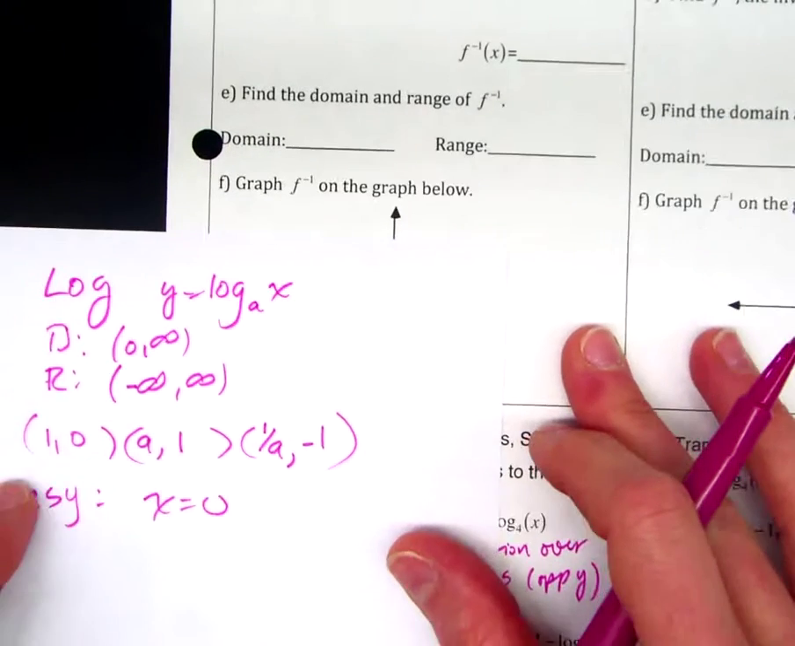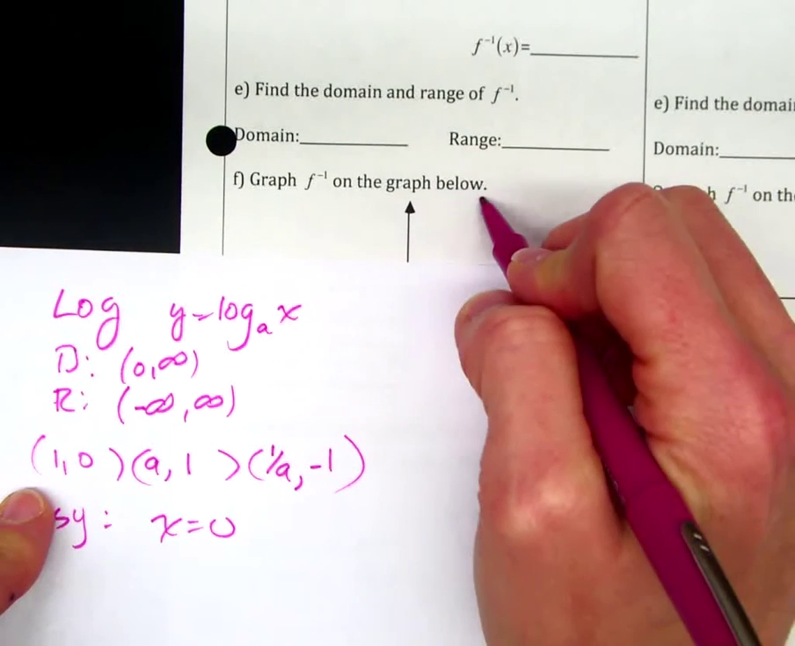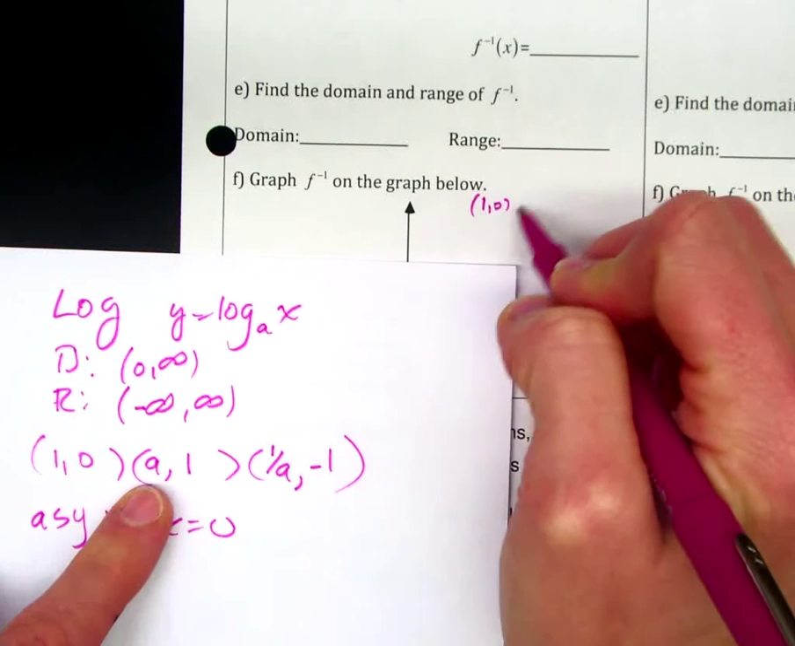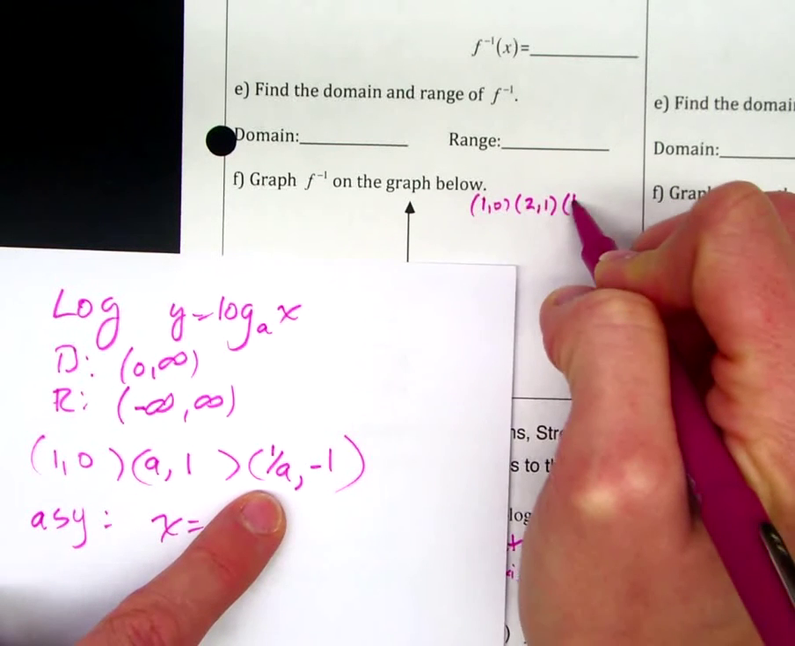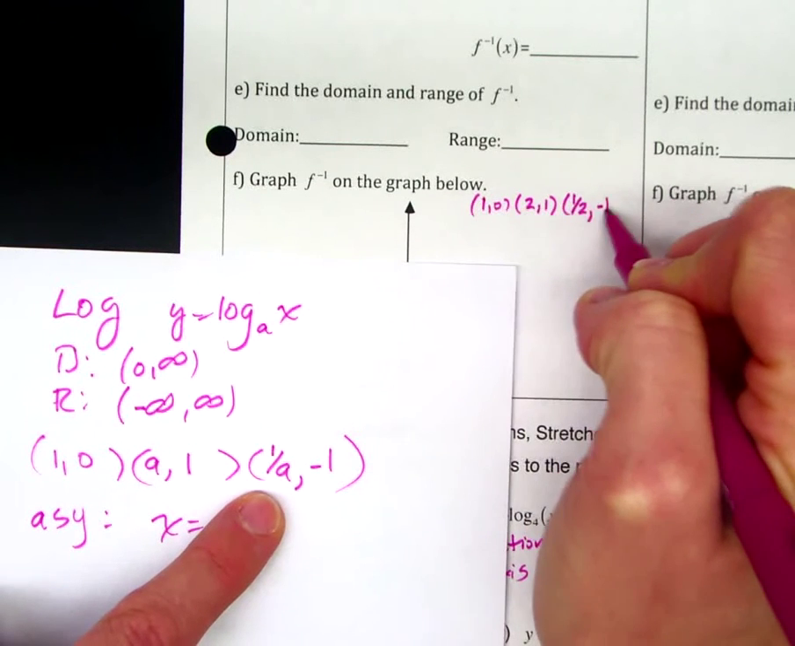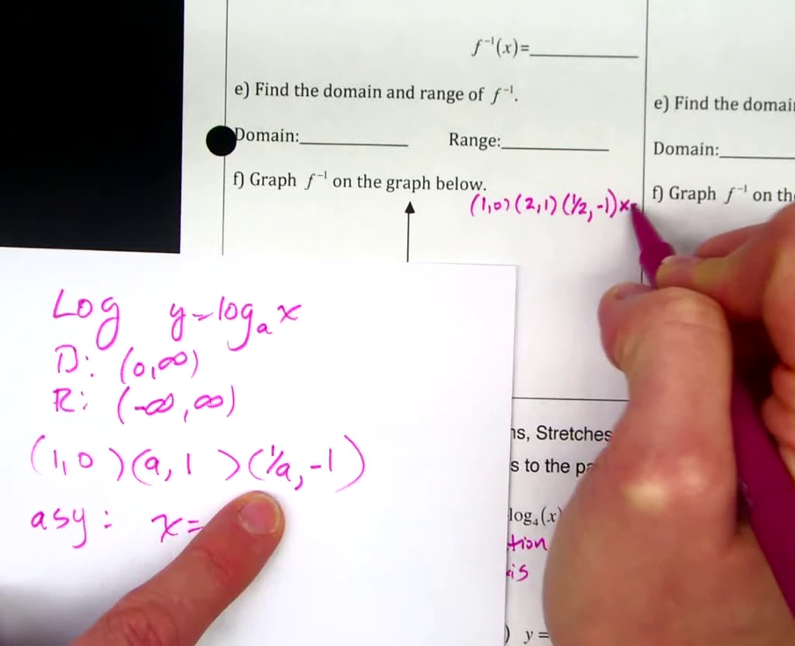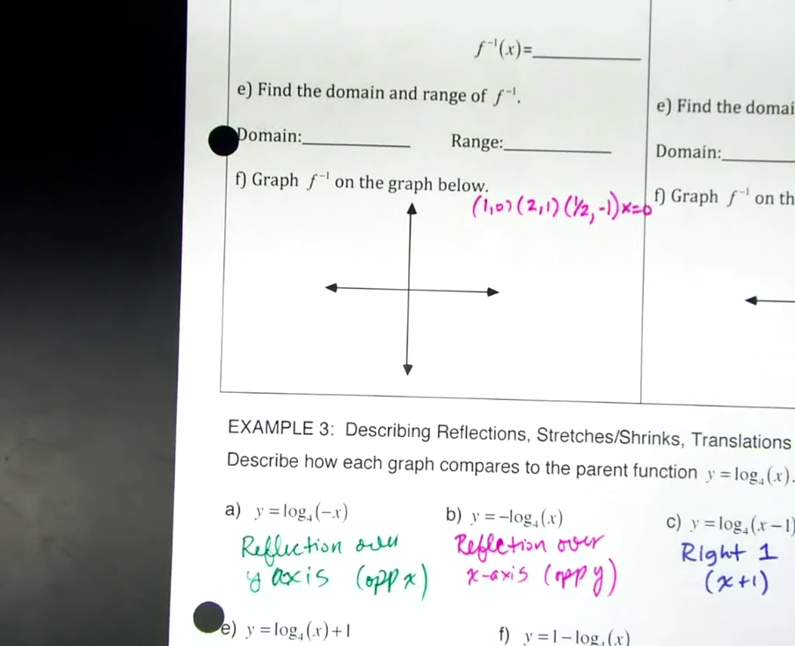So I know it's going to be 1, 0. The base is 2, so 2, 1. And then the reciprocal of the base, 1/2, negative 1. And then x equals 0. Okay. Now we have to take a look back, and there's two things happening here.